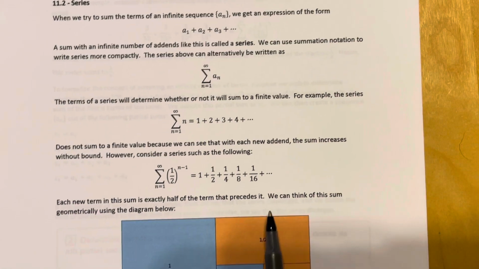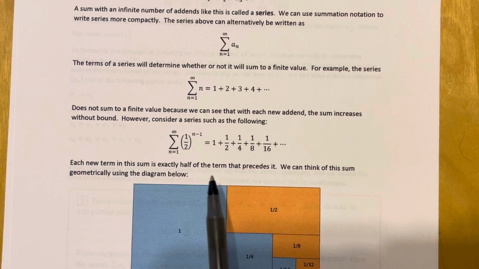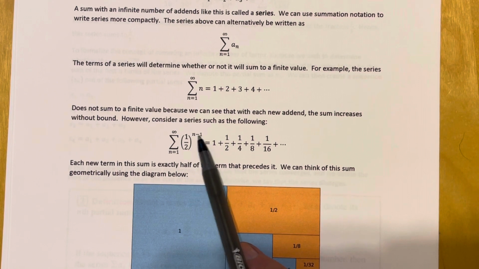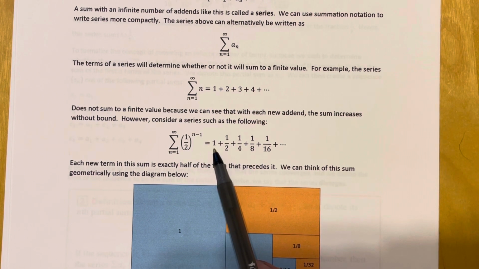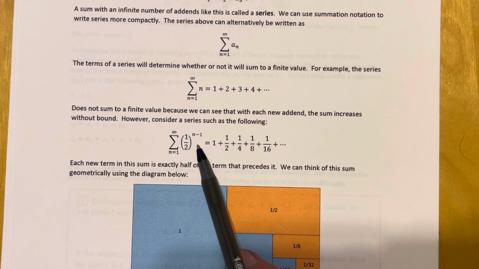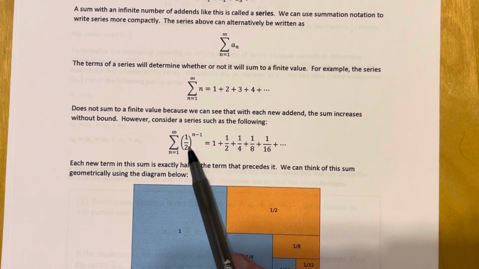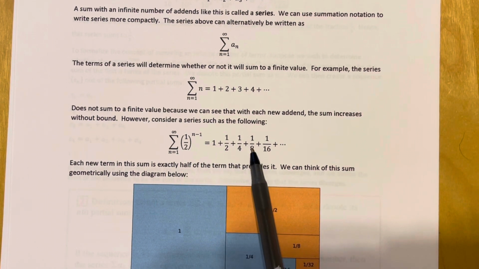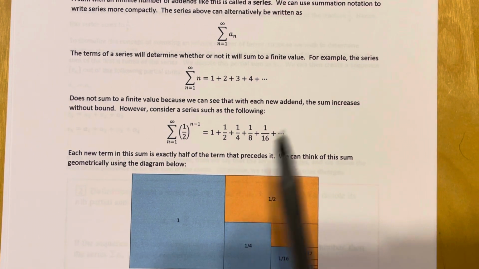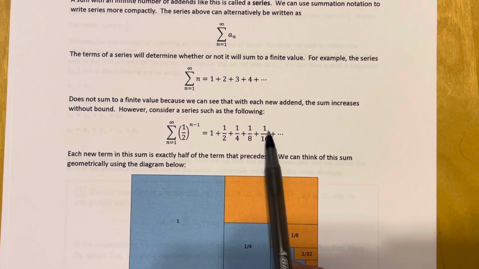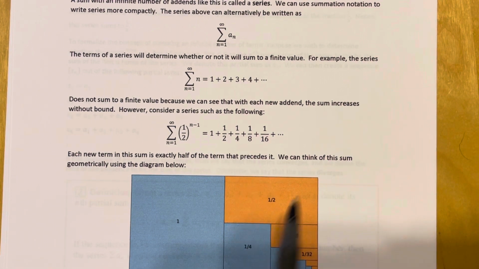But other series do, and here's an example of one that does. This is the series where the formula that I'm plugging n's into is 1/2 to the power of n minus 1. So notice if I plug a 1 in, 1/2 to the 1 minus 1, that's 1/2 to the 0 power, that's 1. And then 1/2 to the 2 minus 1, which would be 1/2. Then the second power, that's 1/4. Then to the third power, 1/8, and so on and so forth. So I get this sum where each new term is 1/2 of the term that came before it.